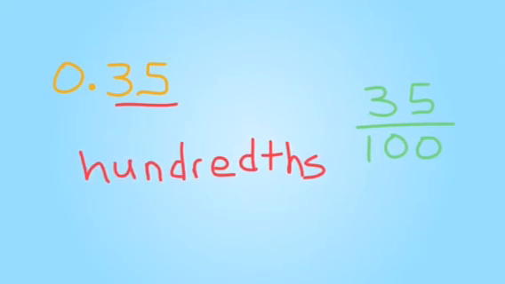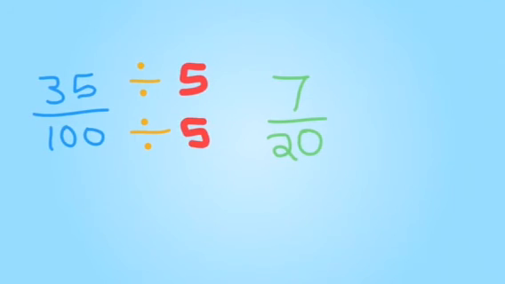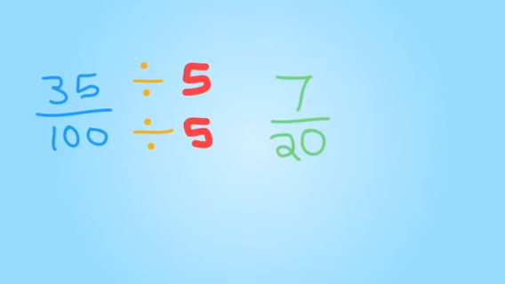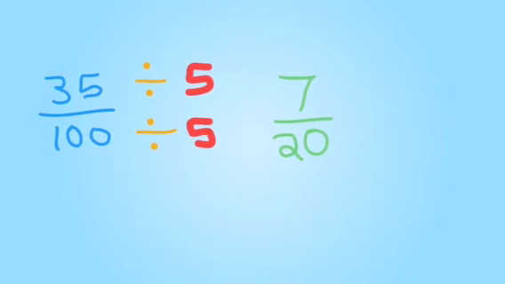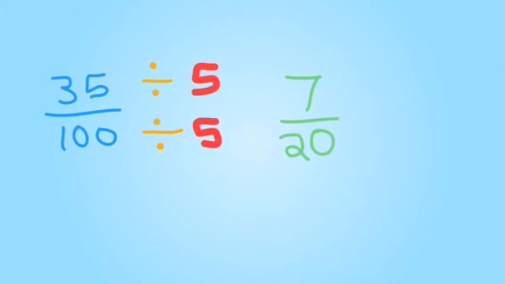All right, we're going to take a look at the final step. Final step here was just I couldn't leave 35 hundredths as 35 hundredths. I needed to simplify that fraction. The greatest common divisor, or the greatest common factor, is 5, so I ended up dividing both 35 and 100 by 5. So I have 7/20ths, and I can't simplify that anymore.